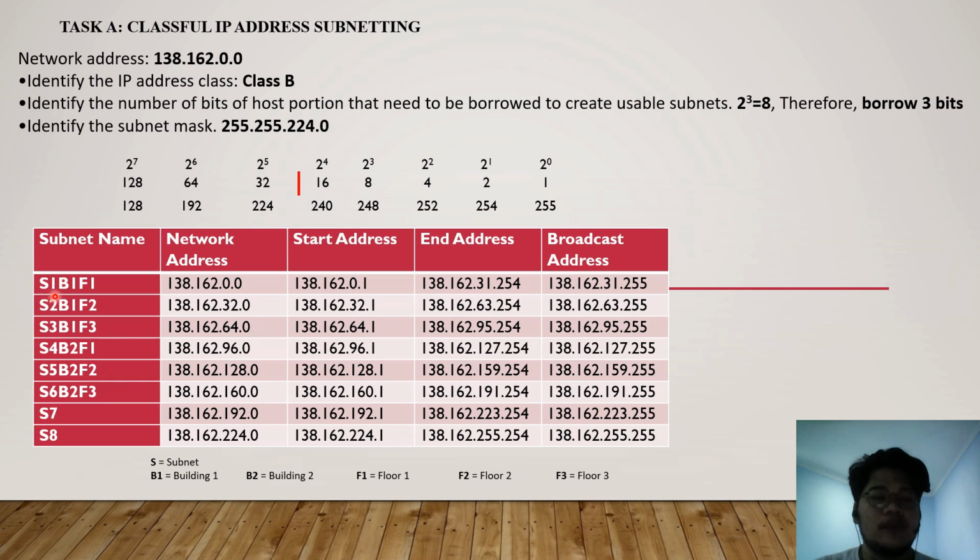The first subnet is named S1 B1 F1. S1 is subnet 1, building 1, floor 1. The network address is 138.162.0.0, and the start address is 138.162.0.1.